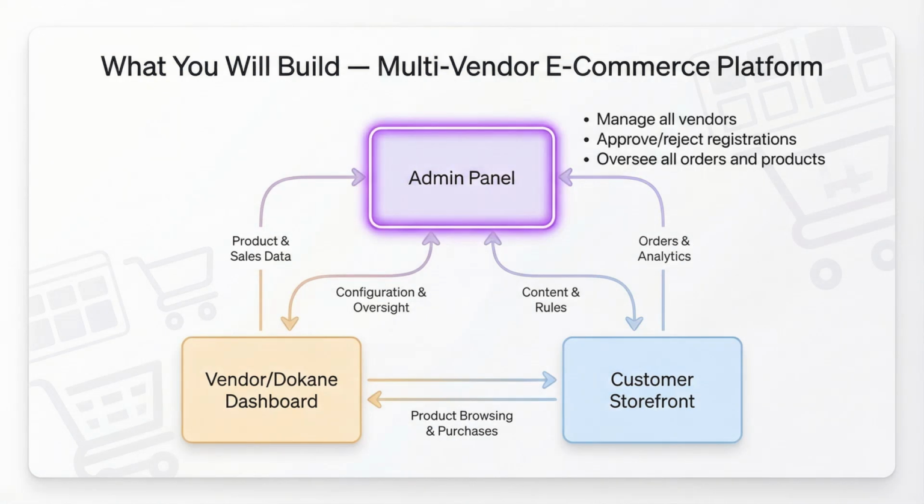The admin is the platform owner. From the admin panel, you can manage everything: vendor registrations, product listings, orders across the entire platform. When a new shopkeeper wants to join, they send a registration request, and the admin reviews and approves it. Only after approval can the vendors start adding their products.